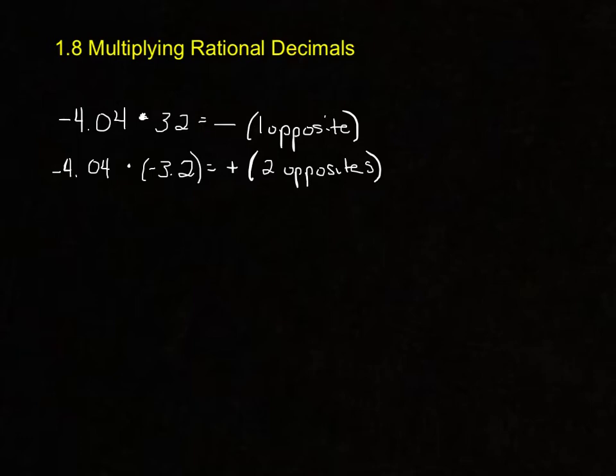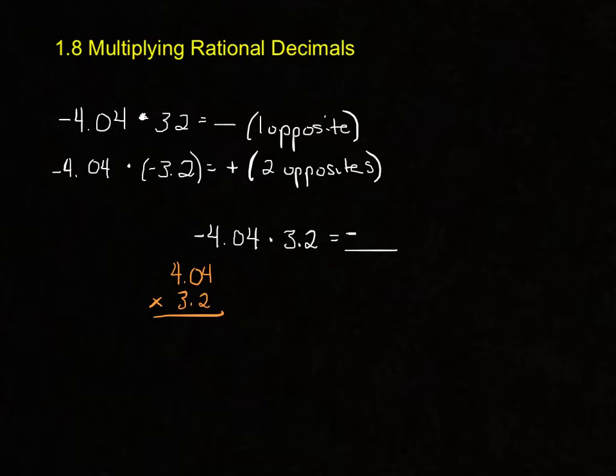So taking this problem in itself, let's take the first one and actually solve this one out. So negative 4 and 4/100 times 3 and 2/10. Knowing that this is already one opposite, so we're going to have the opposite of the product, we can now look at this as simply 4 and 4/100 times 3 and 2/10. Because we're multiplying, we don't need to line up the decimals, even though it looks very similar to what I've done here.